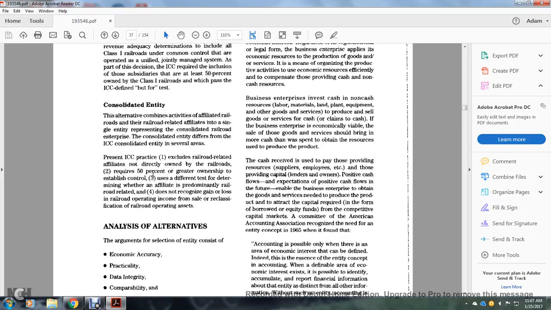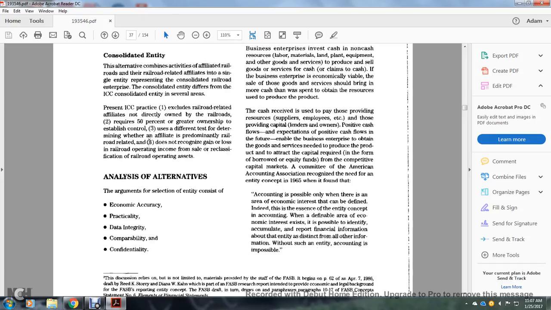Our consolidated entity alternative combines the affiliated railroads and related affiliates into a single entity representing the consolidated railroad enterprise. The consolidated entity differs from the Interstate Commerce Commission's consolidated entity in several areas. First, the Interstate Commerce Commission practice excludes railroad-related affiliates not directly owned by the railroads, but requires 50% or greater ownership to establish control.